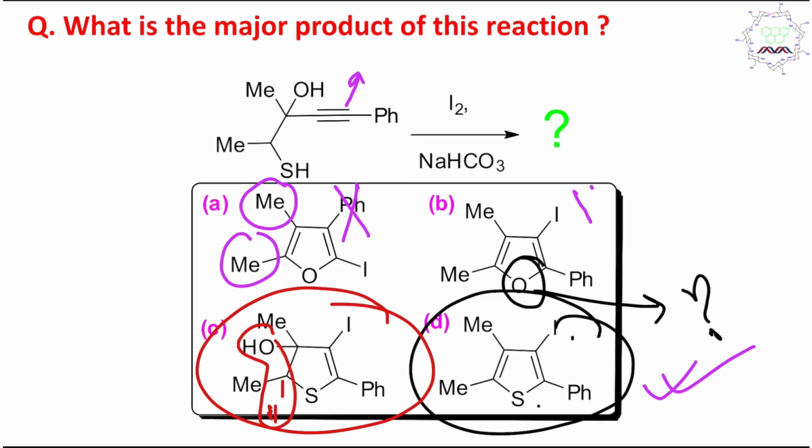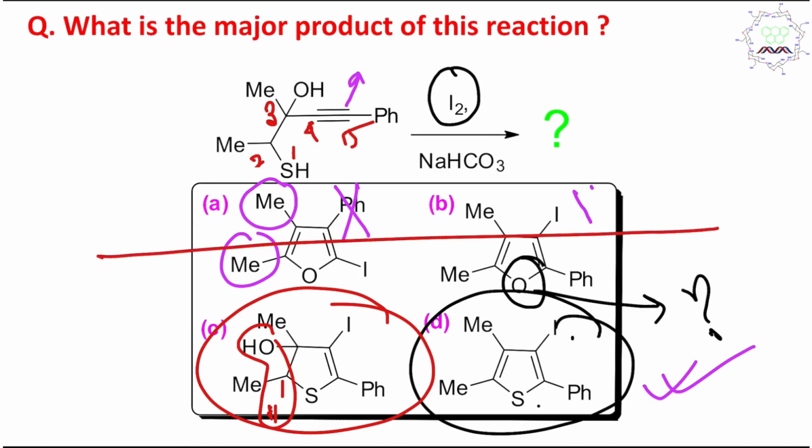Now if this question appears in your exam, in less than 30 seconds, how can you get the right answer? First of all, you need to understand that iodine addition with the triple bond will happen and it will produce a bridged iodonium cation. Fine. Second thing, intramolecular reaction, just count 1 2 3 4 5. This much is enough. So 5-member ring formation will happen, and sulfur will be inside the ring. So option A and B are gone.